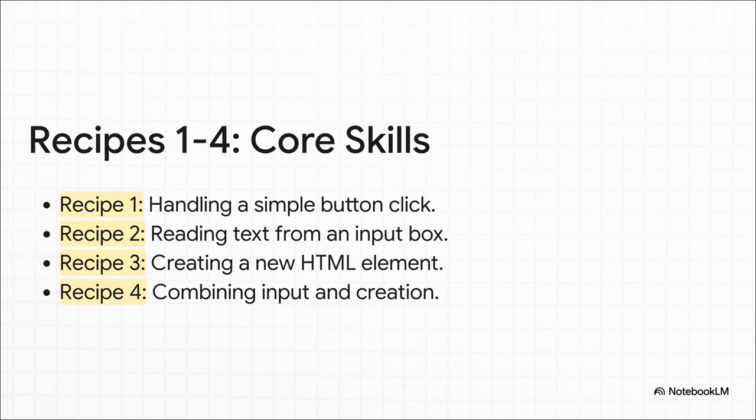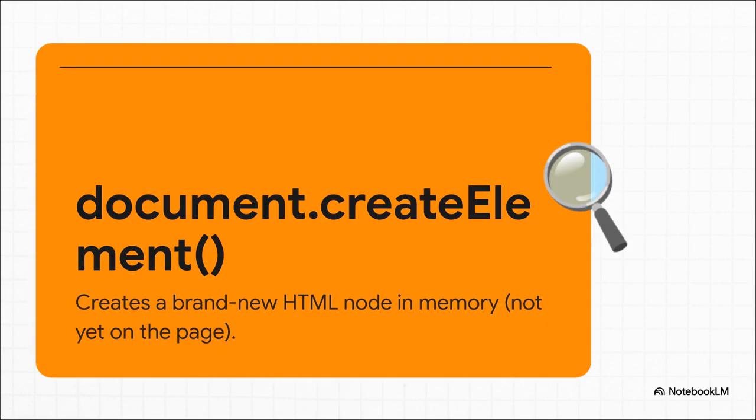We start with the most basic thing ever, a button click. Easy enough, right? Then, we learn how to actually read the text someone types into a box. After that, we get this awesome power to create brand new HTML elements from scratch. And then, bam! Recipe 4 ties it all together. We take what the user typed and use it to create a new item on our list. See how each step just stacks right on top of the last one? So cool.